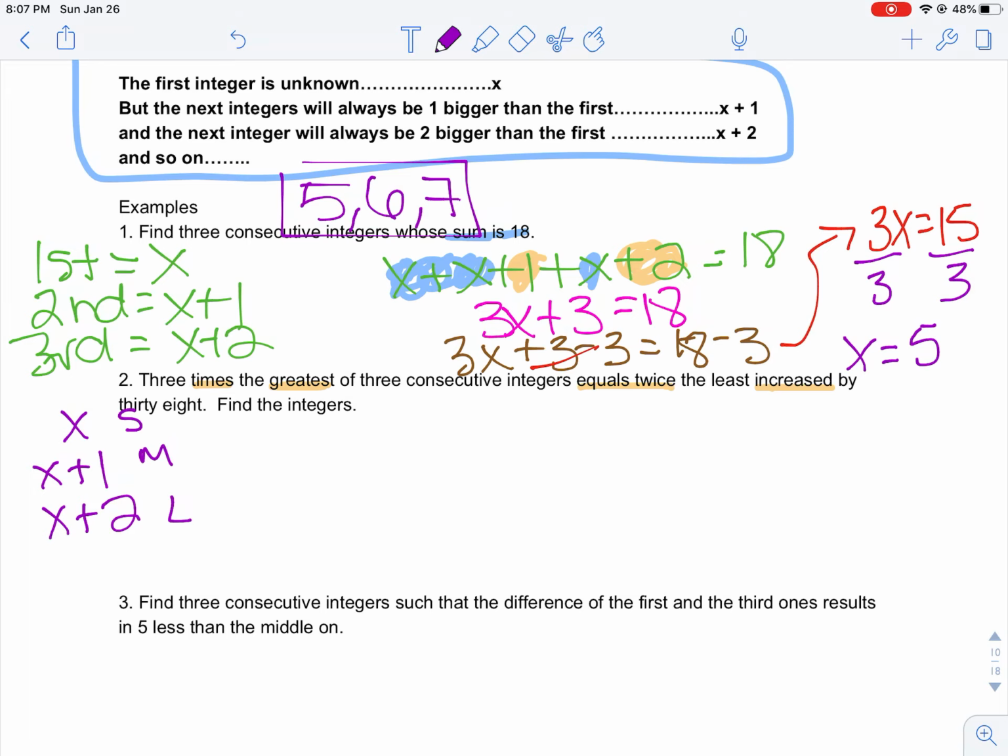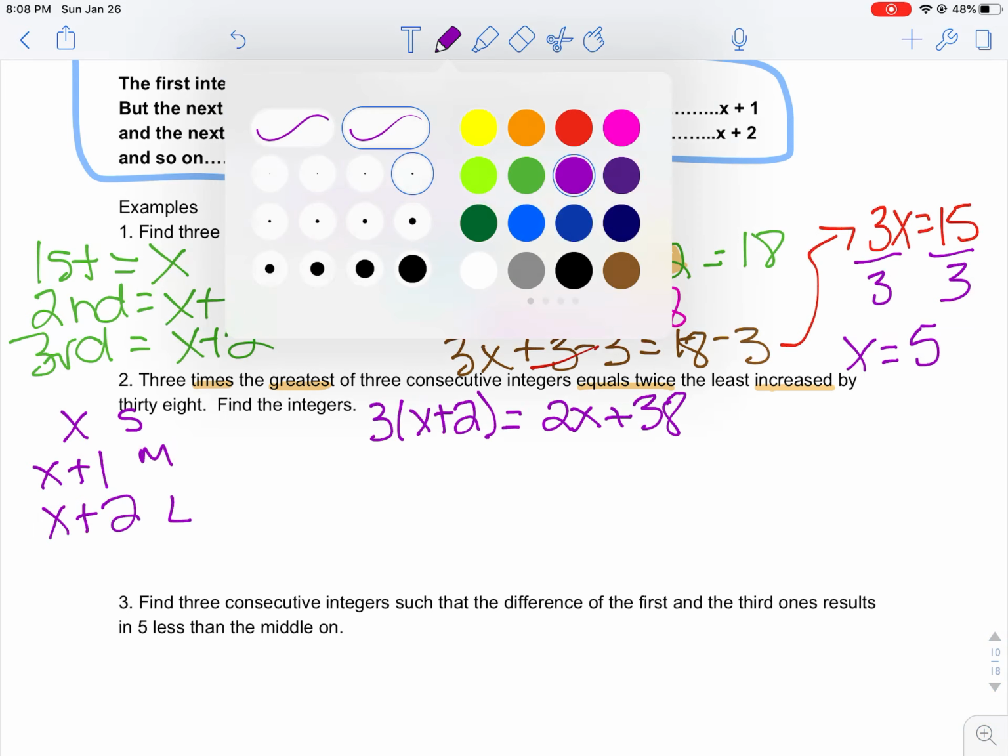So 3 times the greatest would be 3. We're multiplying it by the greatest, which is x plus 2. Now that's more than one term, so I'm going to put that in parentheses so that I don't forget that I need to distribute to both the x and the 2. So 3 times the greatest of 3 consecutive integers equals twice the least. Well, twice means multiply by 2. My least was x, increased by 38. So now it wants us to find these integers.